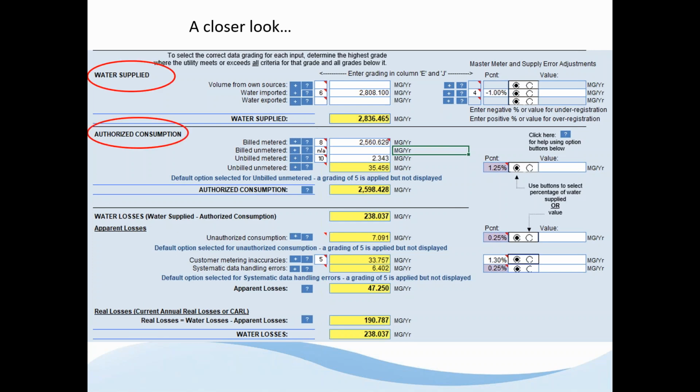So we talked about our water supplied. We looked at the authorized consumption. We look at our water losses, and we're losing 238 million gallons in a year, which gives us a real loss of, which is the current annual real losses of 190 million gallons a year.